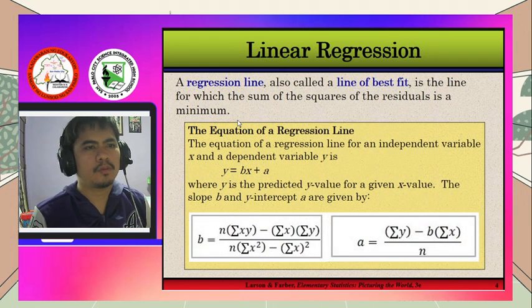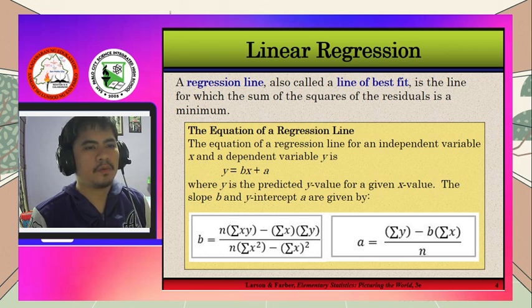We have the so-called linear regression. In a linear regression, we have a straight line called a regression line. It's also called a line of best fit. A regression line or line of best fit is the line for which the sum of the squares of the residuals is a minimum.